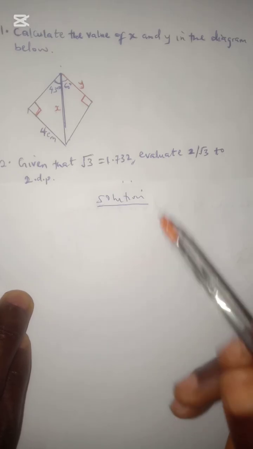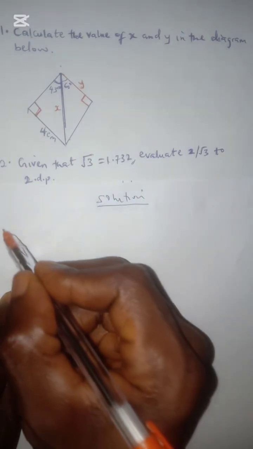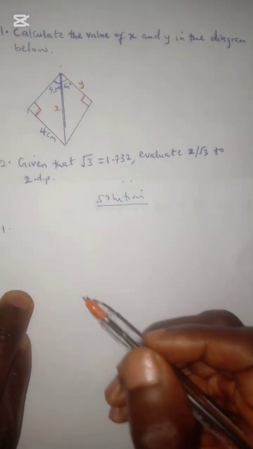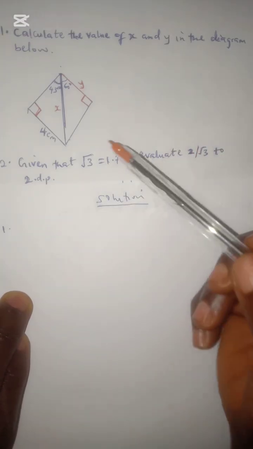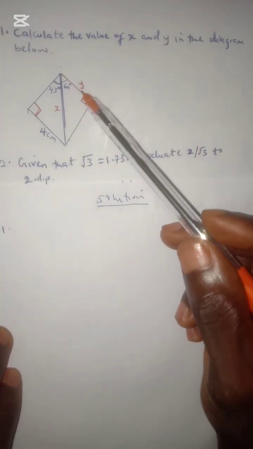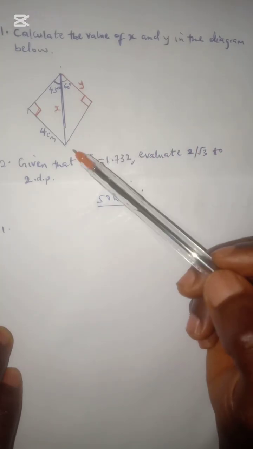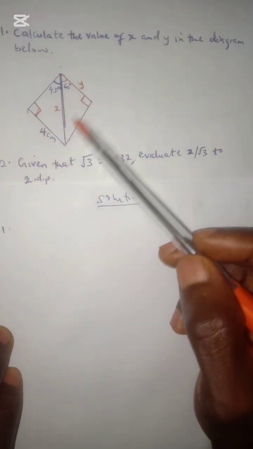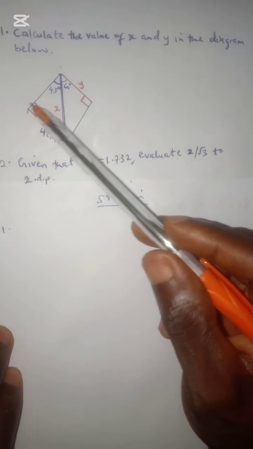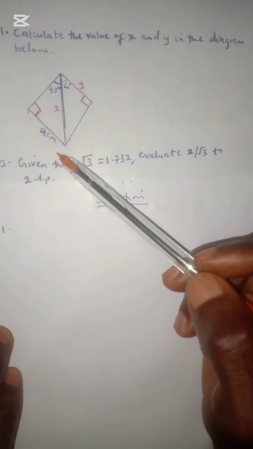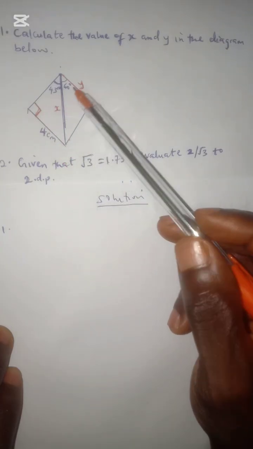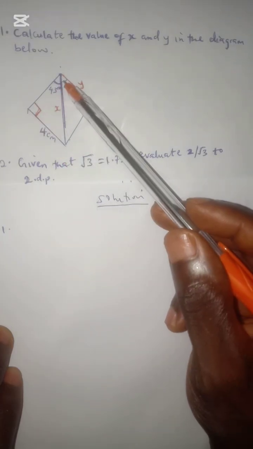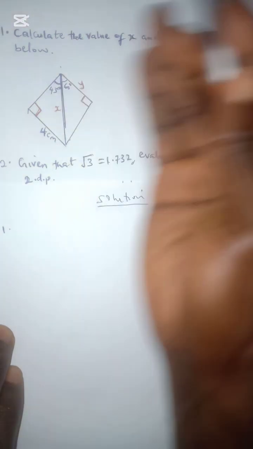For example, number 1, we are given this triangle. How can we resolve this triangle? We need to know which side is given and which angle is given. If you look at this triangle very well, this is two right angle triangles, one part here and the other part here. We have this angle 45 degrees for this triangle and this angle 60 degrees for the other triangle.